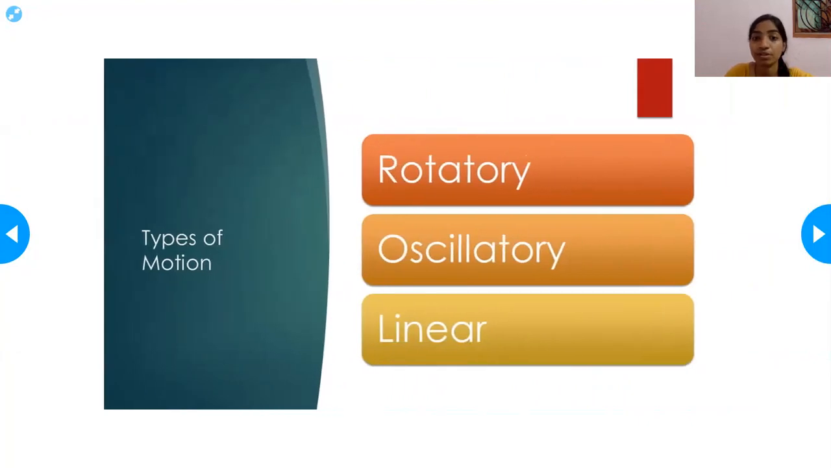There are different types of motion. One is rotatory motion, one is oscillatory motion, and one is linear motion. Now let's see what each of these mean.